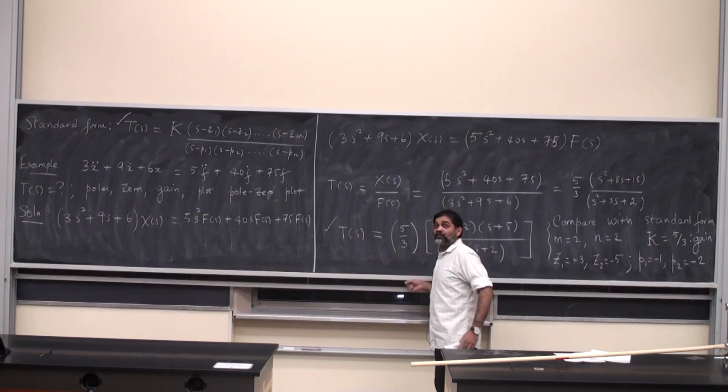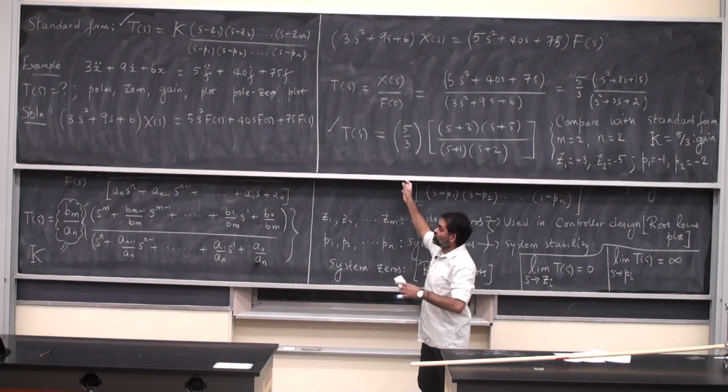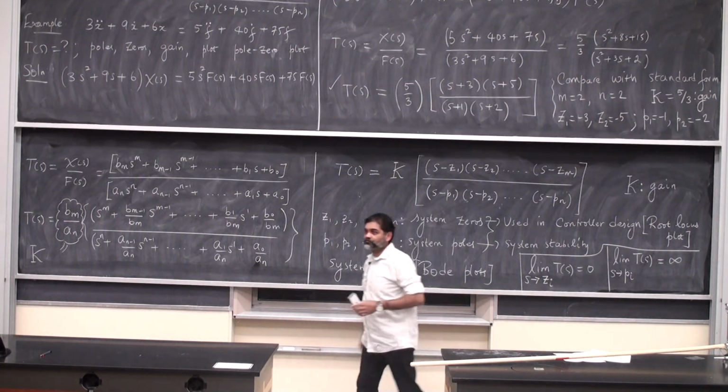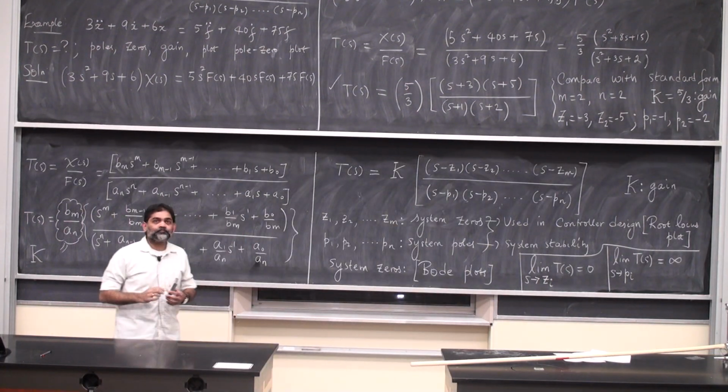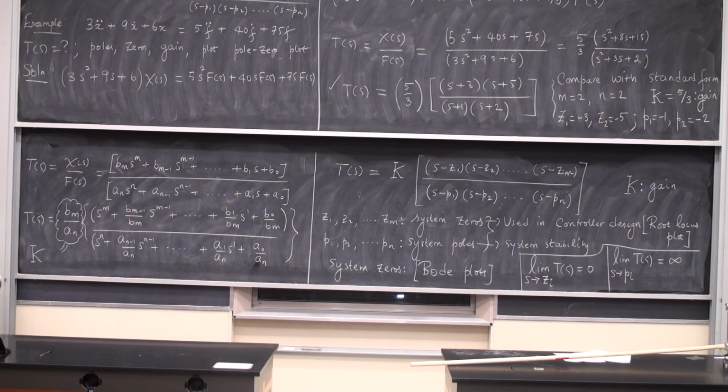I want to see if there are any questions on what we have done so far. What are the steps? Take the ODE, write it in the standard form. If you want, you can start off by writing it in the standard form, no harm. You can divide through by the factor of 3. You will have a factor of 5 by 3 taken as a common factor out on the right hand side.